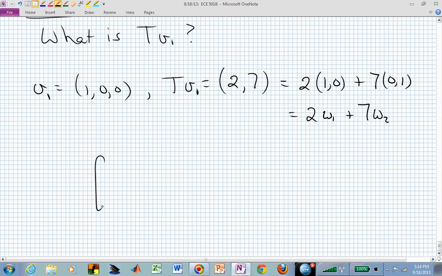This is our first column in the matrix. This now says that our matrix is (2, 7), and we're going to call this matrix script M of, boy, that's an ugly M, isn't it? Don't tell my writing teacher that I can't write. M of T is now (2, 7). That's the first column. What's going to be the second column? This was TV1 written in terms of the standard basis for W, which was W1, W2. TV2 is the second column, isn't it?